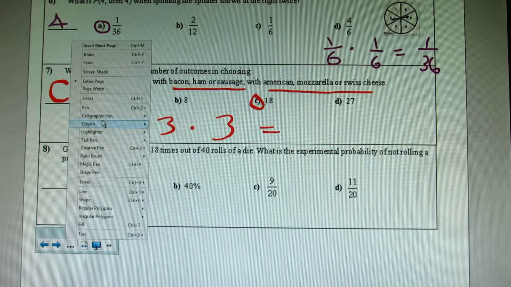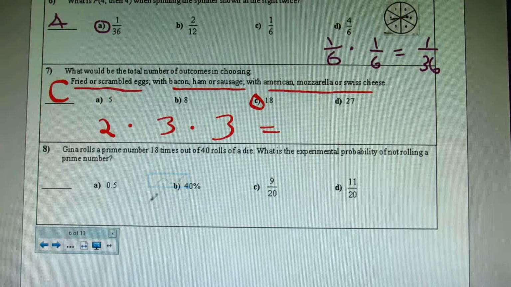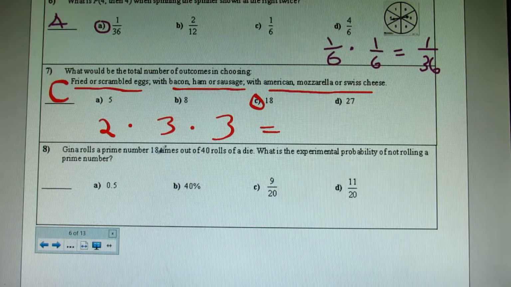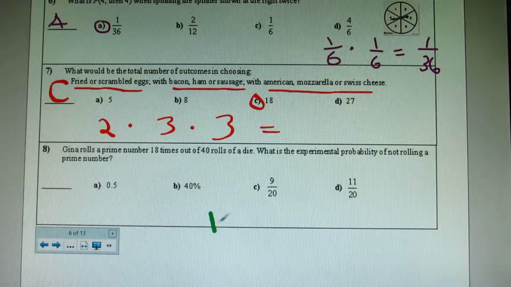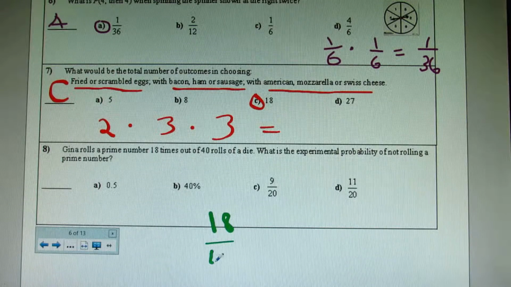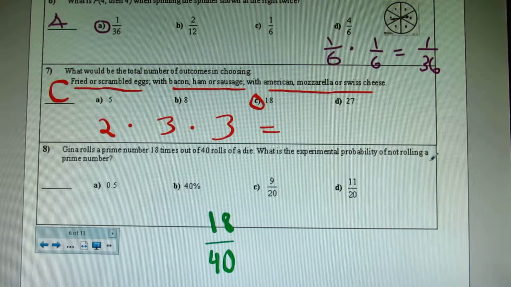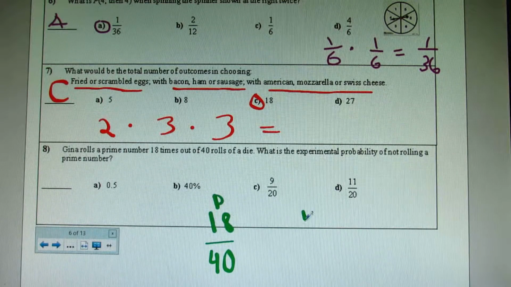Okay, next one. Gina rolls a prime number 18 out of 40 times. What is the experimental probability of not rolling a prime number? Okay, so if this is rolling a prime number, what's not rolling a prime number?